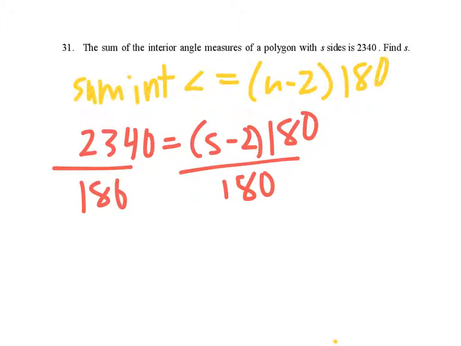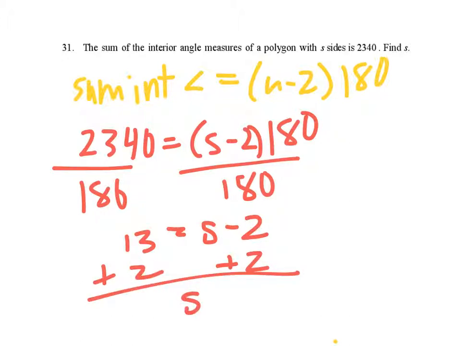And when I do that, we get 2340 divided by 180, 13. So we have 13 is equal to s minus 2. We're going to add 2 to both sides. And you get s equals 15. So 15 should be your final answer.